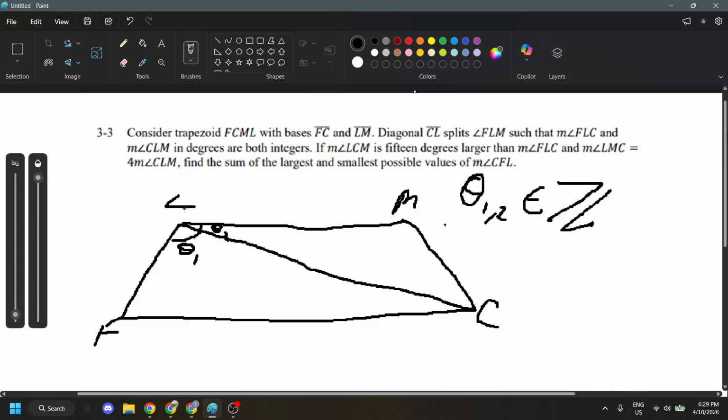If the measure of LCM is 15 degrees larger than FLC and LMC is equal to 4CLM, find the largest and smallest possible values of the measure of CFL. Okay, so CFL.